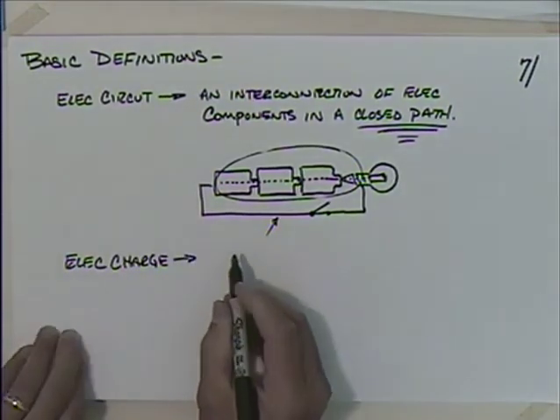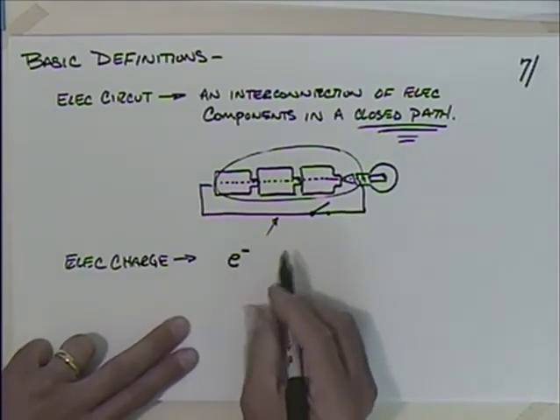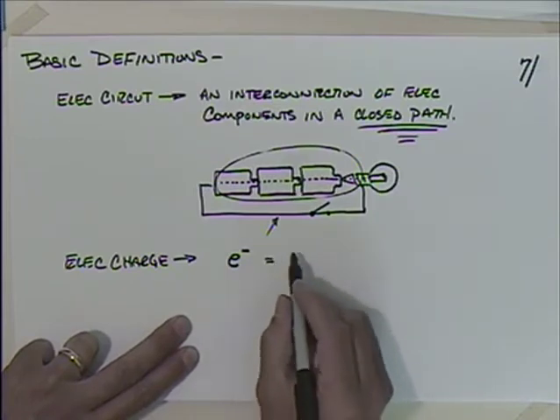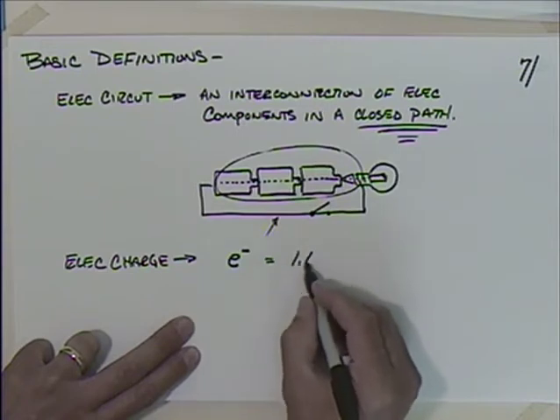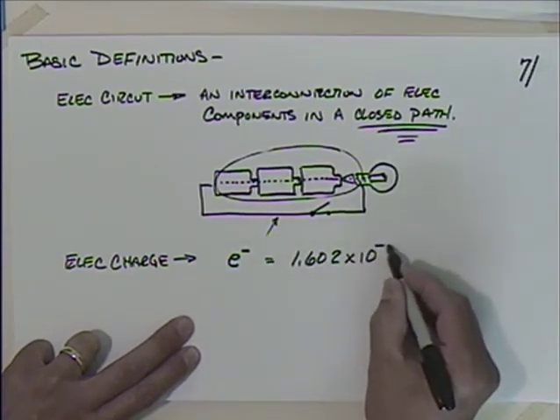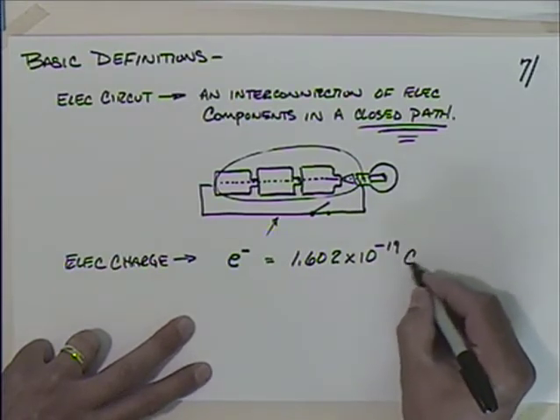So if we have an electric charge, we could talk about the charge in an electron, E minus, I think is what you've probably used in science to indicate an electron. I'll stick with that. We won't be using it very much. But the charge on an electron is 1.602 times 10 to the minus 19. And we're going to use coulombs.